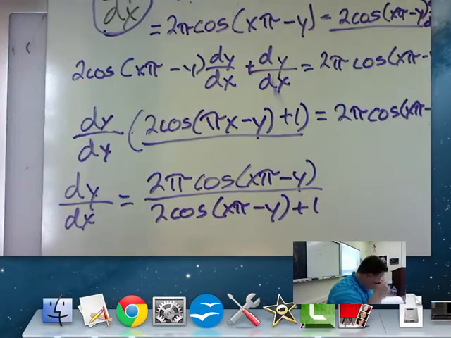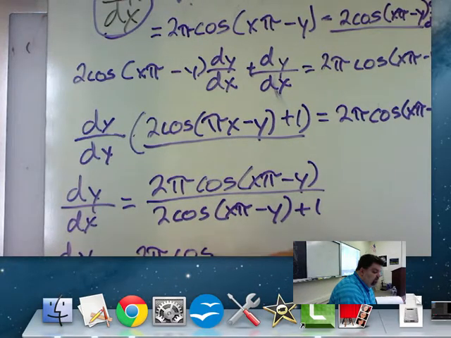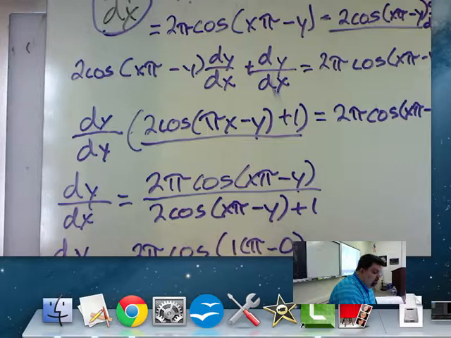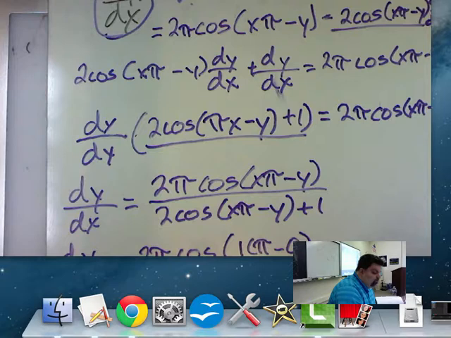What do you notice about the... oh, well, I have to be careful. I almost canceled out the 2's. Can I do that? No, I can't. So now I've got dy/dx is going to equal 2 times pi times cosine of 1 pi minus 0, all over 2 cosine of 1 pi minus 0 plus 1.